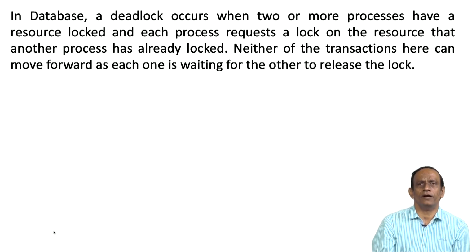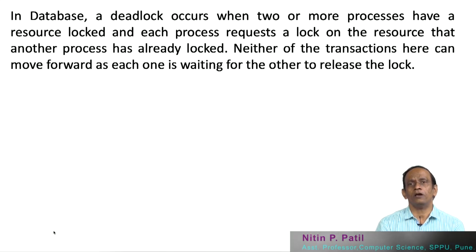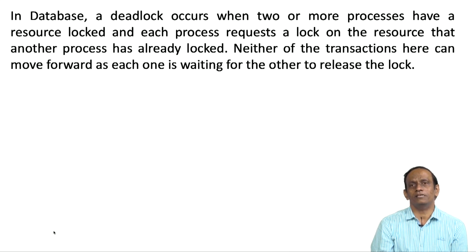Now, let us first find out what exactly a deadlock is. In databases, what we generally know is that a deadlock occurs when two or more processes have a resource locked, and each process is requesting a lock on the resource that another process has already locked. Neither of the transactions can move forward, as each one is waiting for the other to release the lock.